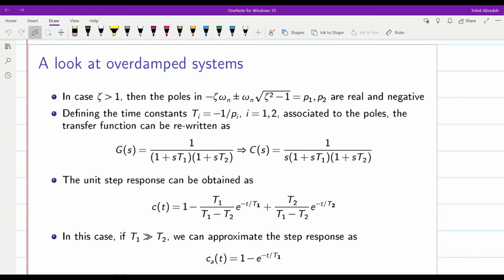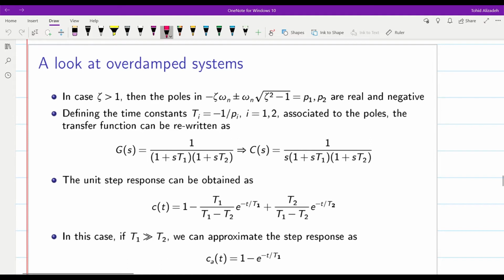Hi everyone. In this part of the lecture, we are going to consider three different second order systems in more detail and see how we can have an estimate of some basic step response parameters, such as rise time, settling time, and so on and so forth. We first start with the overdamped systems.